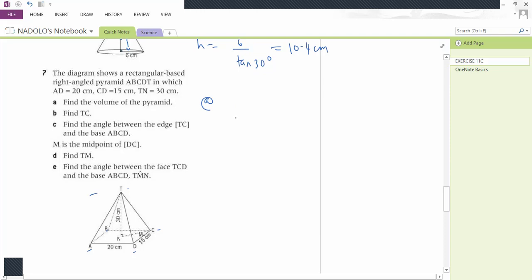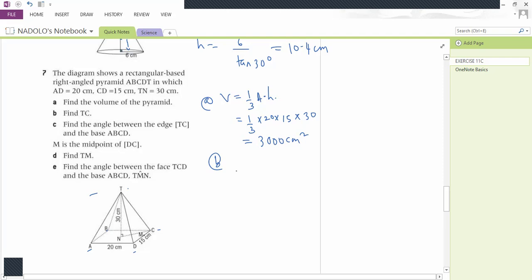in exercise 11B, we learned how to calculate the volume of a pyramid, and the formula was given by a third base area multiplied by perpendicular height. So our base area will be the area of the base, which is a rectangle, 20 times 15, length times width, then times height, which is 30. If you cancel this out, we get an exact answer of 3,000 square centimeters. But B is asking you to find TC.